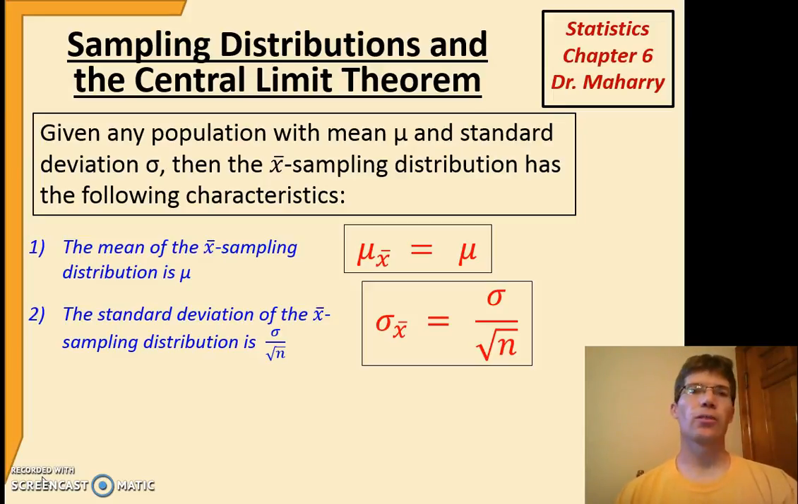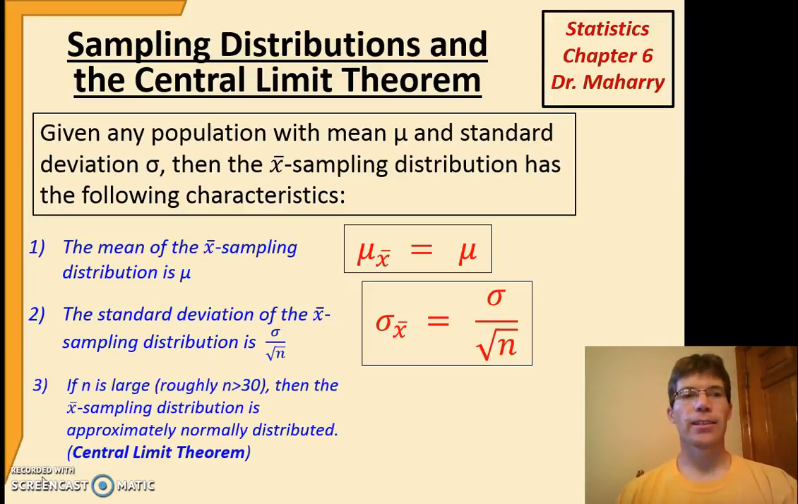Another way to think of it is if I draw 3 numbers out of the box and calculate X bar, or I draw 100 numbers out of the box and calculate X bar, I'm more likely to be closer to the true mean with the larger sample. So notice that this sigma sub X bar gets smaller as n gets larger. This is also sometimes referred to as the standard error of the X bar sampling distribution.